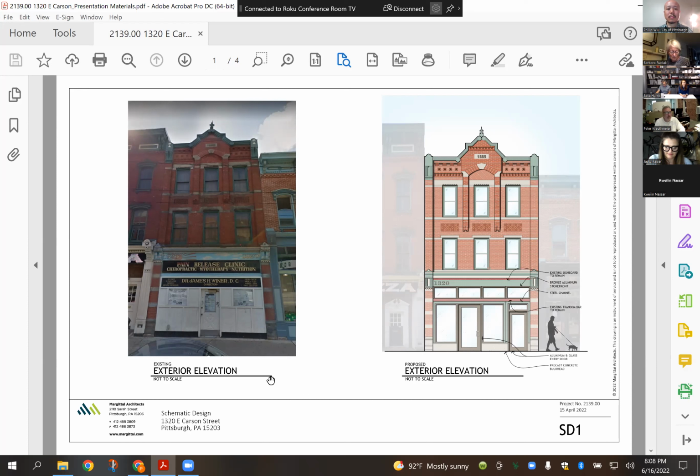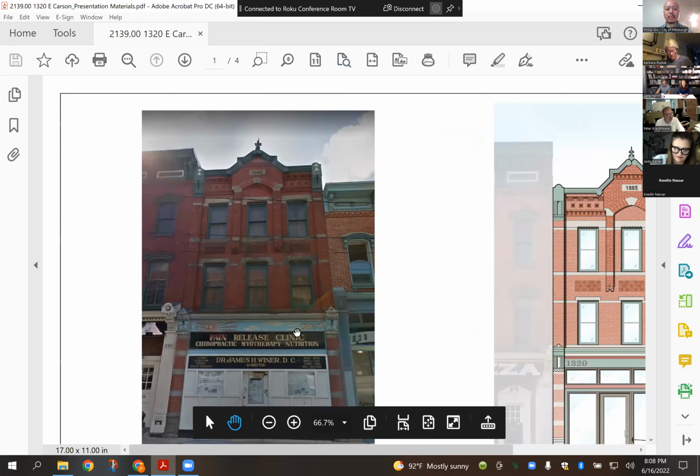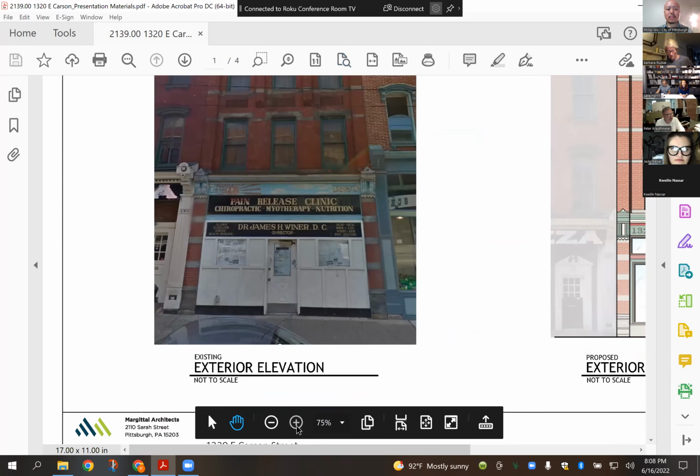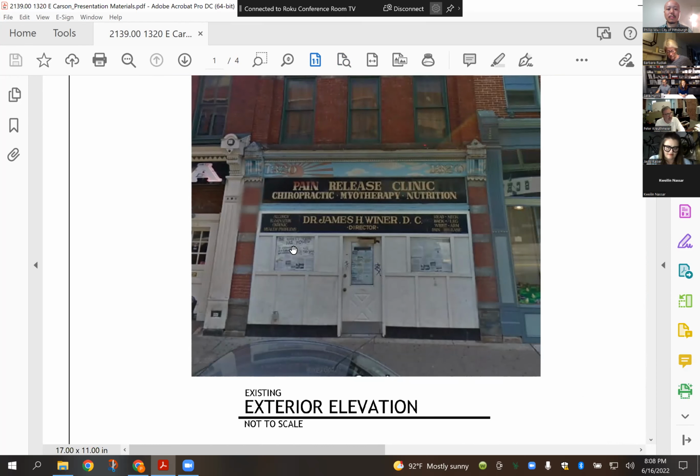If we were to zoom into the existing photograph a little bit, which I'm going to attempt to do here real quick, you'll see that there are still some original elements that we're going to do our best to preserve. They're the original buttress piers on each side, the decorative signboard and cornice, as well as the brackets on each side. And we even believe that the transom bar is original, where the Pain Release Clinic, chiropractic, myotherapy, nutrition sign is located.